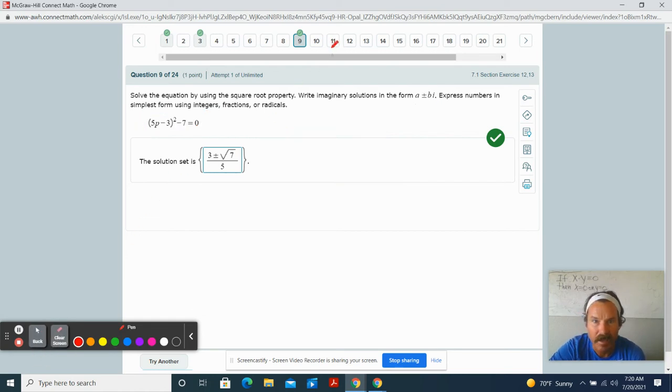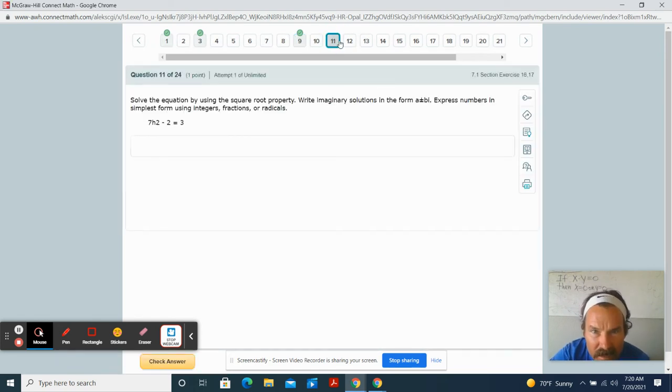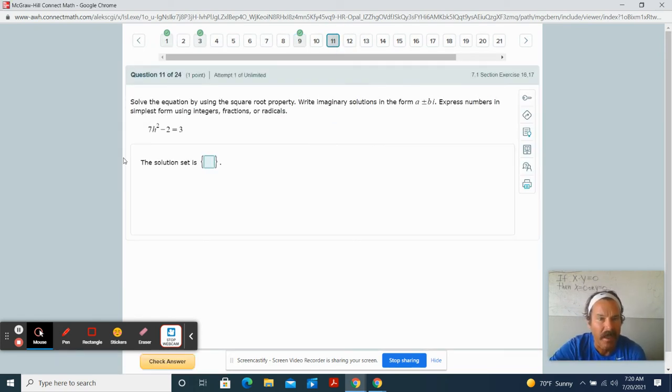Okay, and 11 will be the last problem that talks about the square root property. So this is a problem that, well, let's see, we want to isolate this squared term. Always try to isolate the squared term first. So we had to add 2, and we have to divide by 7. So I think I can do that in my head here. That's going to be h squared equals, if I add 2, that's 5. And if I divide by 7, I get 5 over 7.